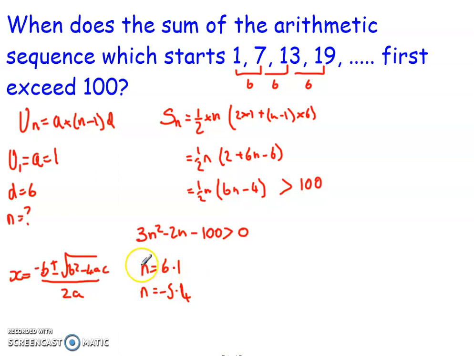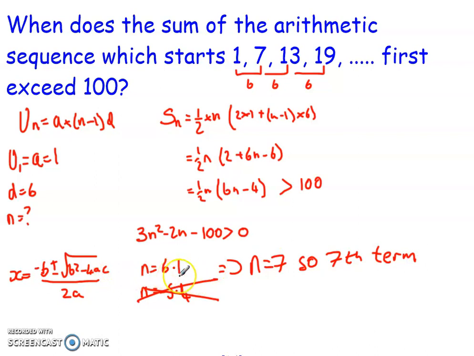This one here tells me that my term is the 6.1th term, if you like. This one here tells me that my term is the negative 5.4th term. Well, you can't have that. I can't have a negative term, so it's that. So I know the solution that I'm looking at is n equals 6.1. But 6.1th term doesn't work. It has to be the next term after that. So in this case, what I can say is that n equals 7, so it's the 7th term.